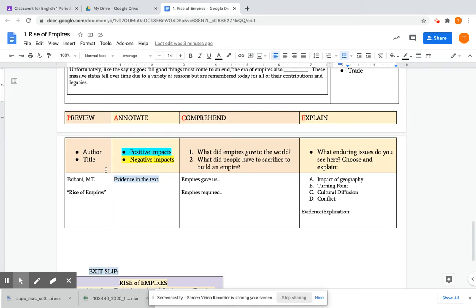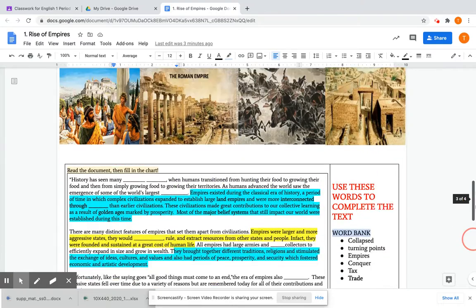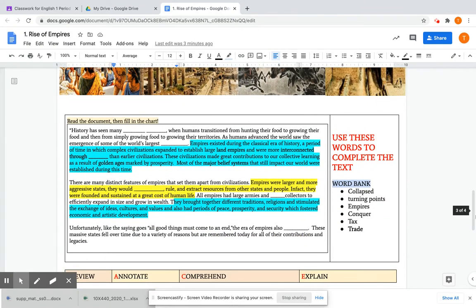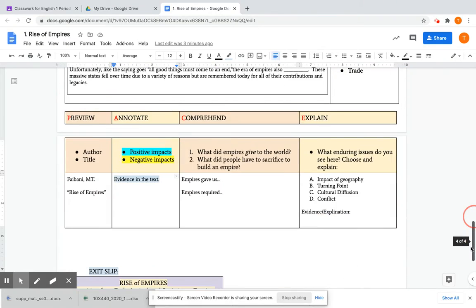The P is done for you already with the author and the title. The A is done for you as well with the positive and negative impacts. You see the highlighted passages there. All you have to do is the C and the E, the comprehend and the explain. So you're going to address these two questions here. What did empires give to the world? And what did people have to sacrifice to build an empire? And you're going to explain what enduring issues you see here.